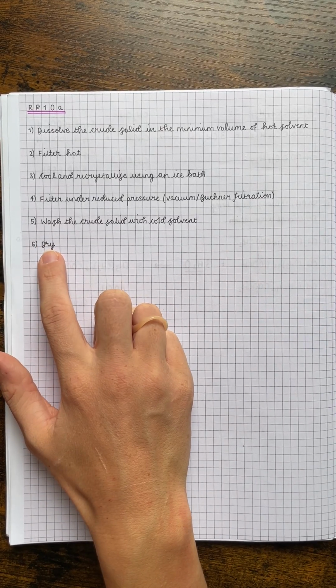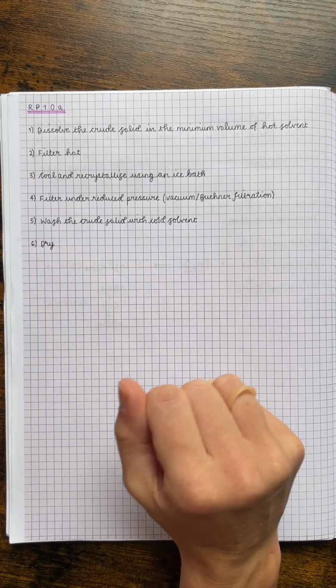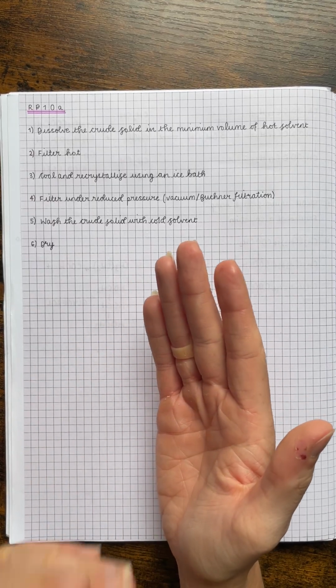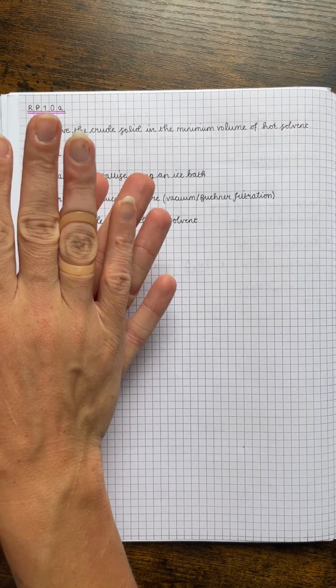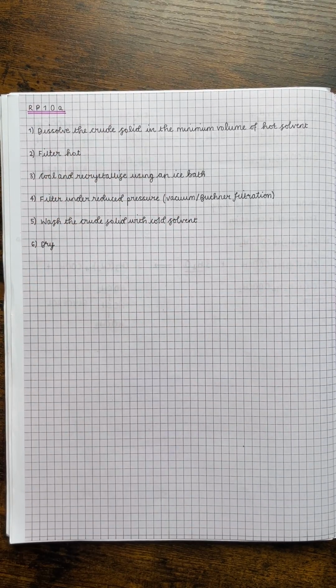Dry it, and in terms of what that looks like, you can put it in a drying oven, or what I would probably suggest is dry by getting some sheets of filter paper and just having your solid in between, and then just squeezing out all of the moisture, and obviously you're going to have to repeat that a few times.